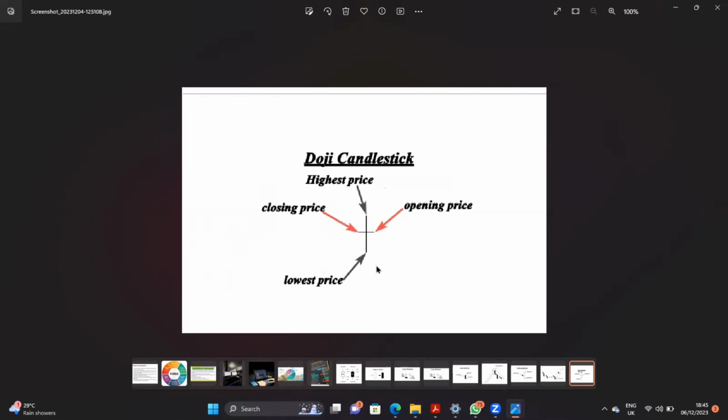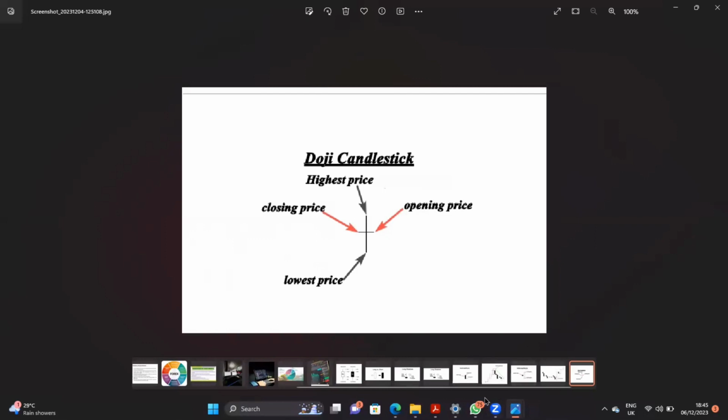So the doji candlestick, when it appears on an uptrend, it means a reversal downward. When it appears on a downtrend, it means a reversal upward. But also, it is important to know that a doji has a bullish reversal and a bearish reversal. We'll talk about that more in detail.